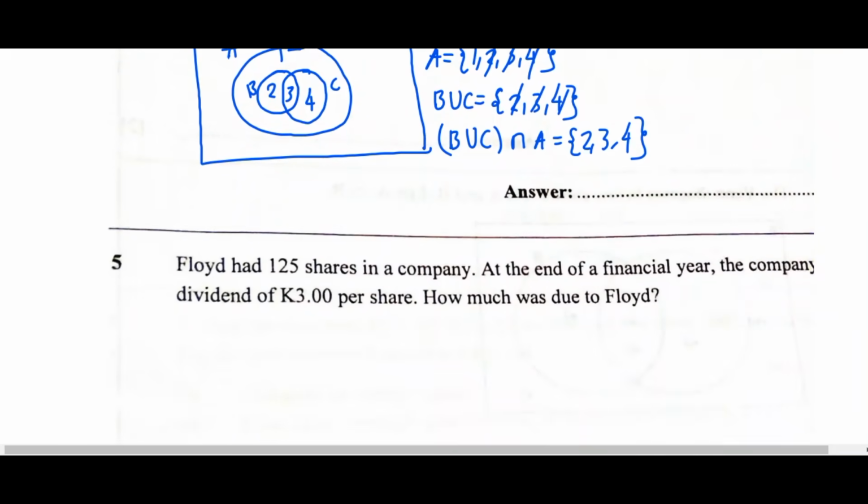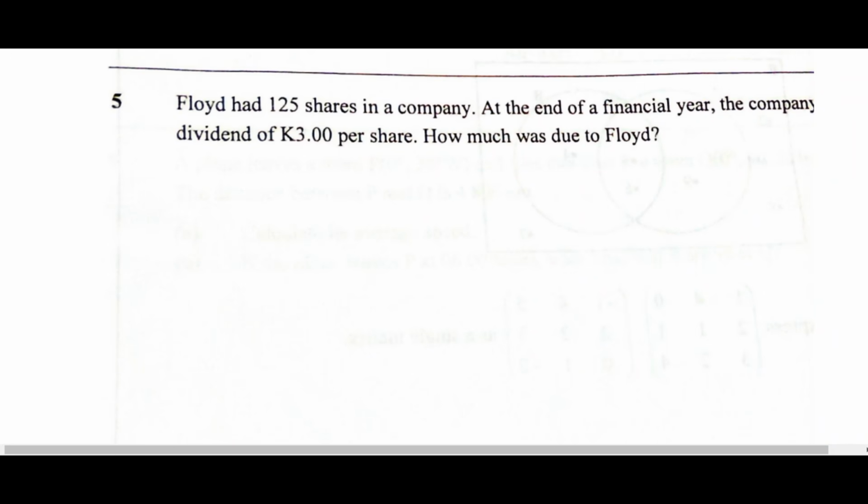Okay, so now let's move on to question 5. Floyd had 125 shares in a company. At the end of a financial year, the company gave a dividend of 3.00 kwacha per share. How much was due to Floyd? So this is a direct question. So Floyd had 125 shares. Then per share, 3 kwacha was given.